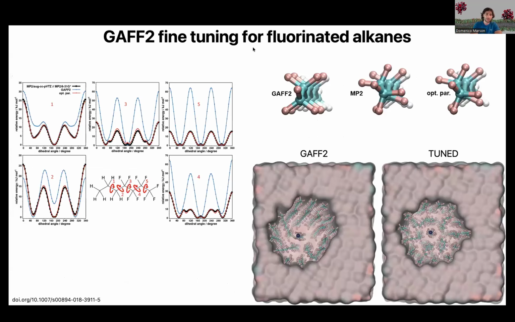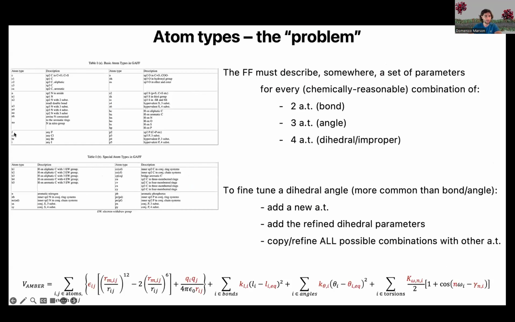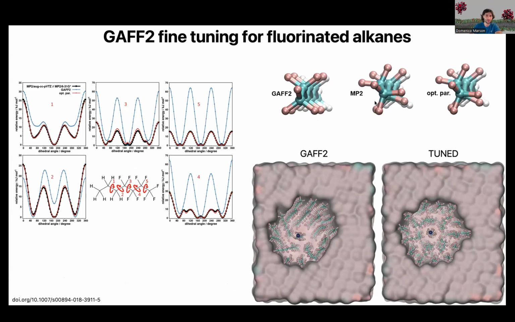As you can see here, this is an example from the literature in which the authors wanted to reparameterize the GAFF force field, which is the force field of Amber for general molecules, for fluorinated alkanes. As you can see here, fluorine has just one single atom type in Amber. So every fluorine is identical for Amber, and this is obviously not true here. The standard dihedral parameters for fluorine were very, very far away from the actual potential derived from quantum mechanical calculations.